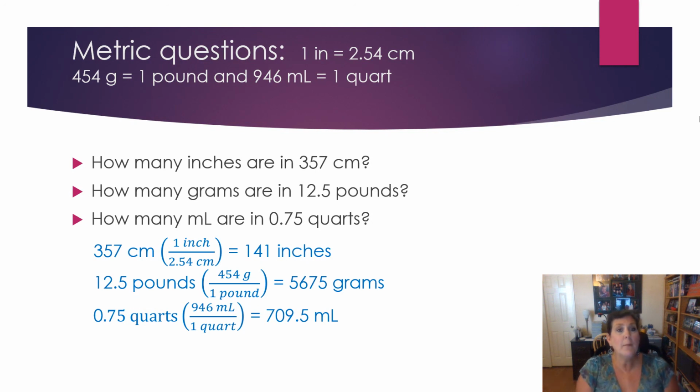Last one, how many milliliters are in 0.75 quarts? 0.75 quarts times, let's look above. What do we know about quarts? Well, we see there's 946 milliliters in a quart. We started with quarts, so quarts has to be on the bottom. So 1 quart's on the bottom, 946 milliliters on top. So we got 0.75 times 946 divided by 1 equals, quarts cancel, 709.5 milliliters.